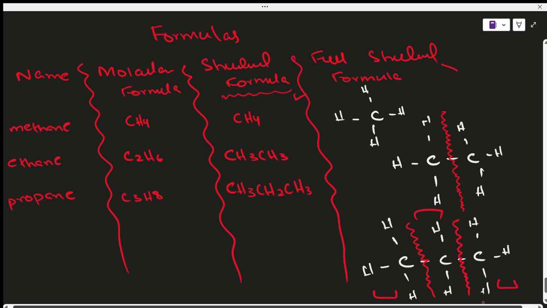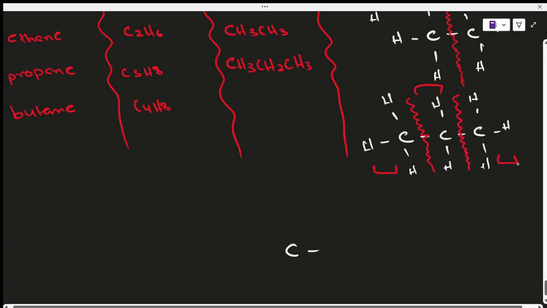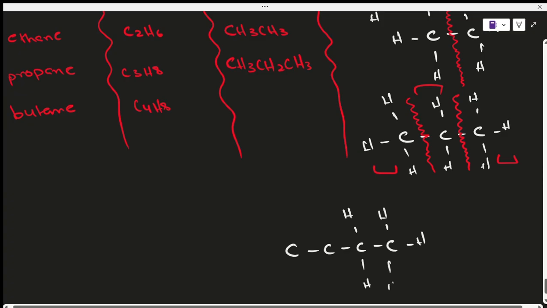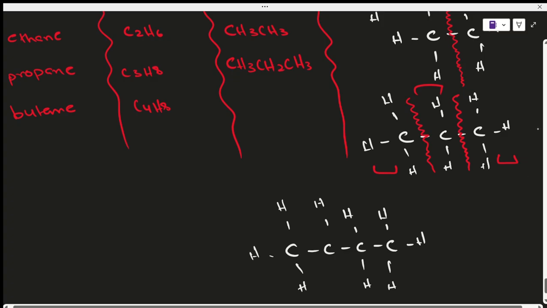And we can do it for butane as well. So this is butane, and we know butane is C4H8. And I have to go down a little further to draw this one. So this is a 4-carbon alkane molecule. Oh, sorry. This is C4H10, not C4H8. That is my mistake. This is C4H10.